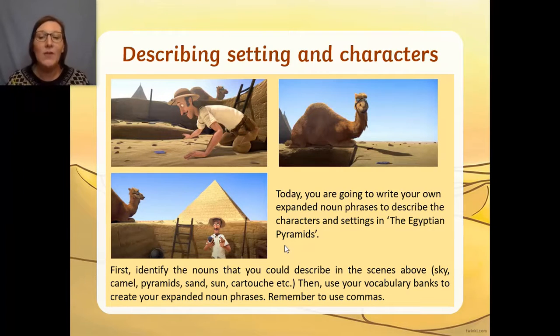And then you're going to use your vocabulary banks, which are sent separately on a separate sheet, to create your expanded noun phrases. Remember, if you're using two adjectives, you must use a comma in between the two adjectives to separate them. So that's what I would really like you to have a go at doing today. So on your sheet, you can have a go at writing them there, but try and create your noun word bank first. Then you can use the other worksheet with the vocabulary banks on there to support you, okay?